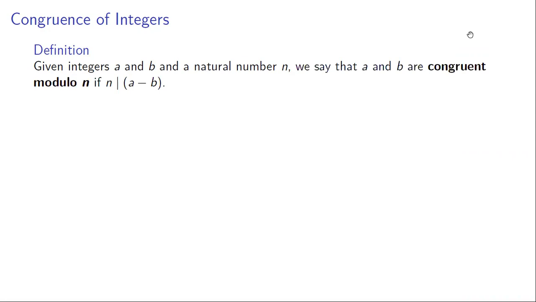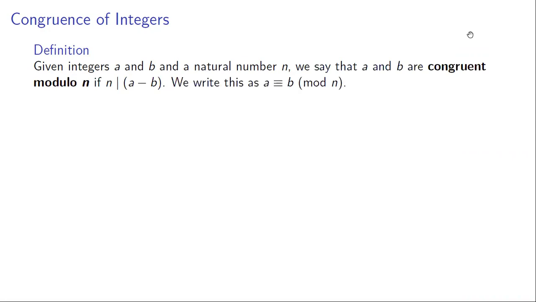All right, so now we're going to have a new definition. So we start with integers a and b and the natural number n. Okay, so these could be any integers a and b and any natural number n. We say that a and b are congruent modulo n if n divides a minus b.